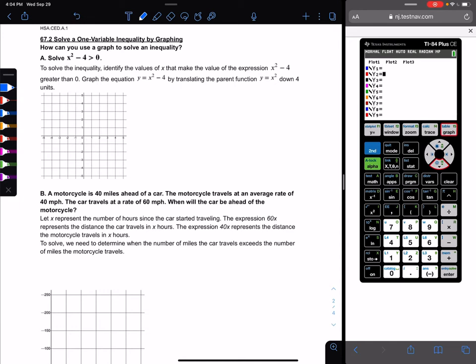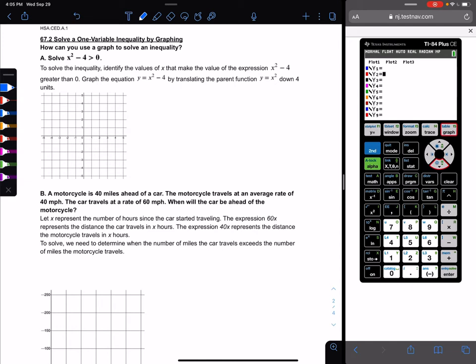So to solve the inequality, we want to identify the values of x that make the value of the expression x squared minus 4 greater than 0. So we want, think positive. In previous sections we talked about positive and negative intervals. We want things that are greater than 0, so we're looking for the positive parts of our graph.